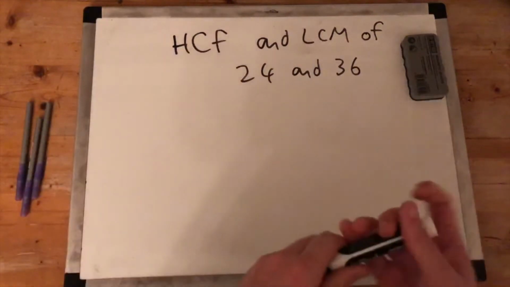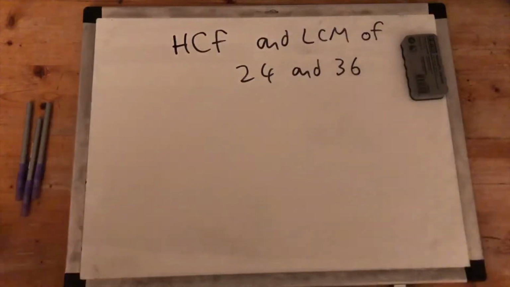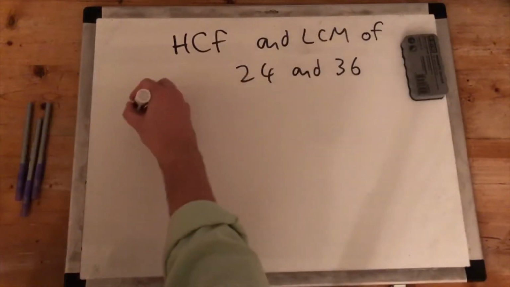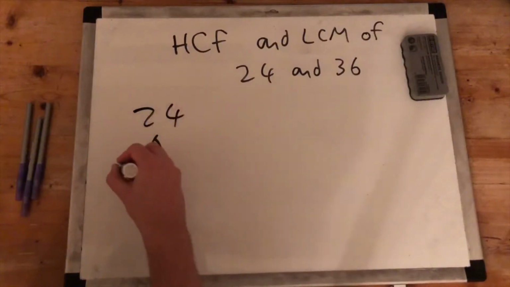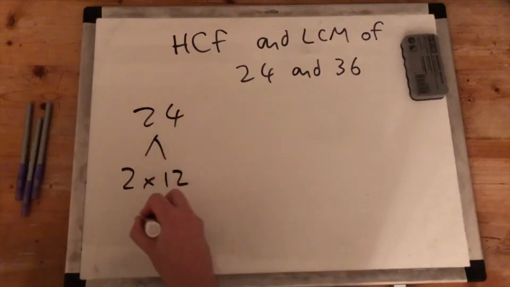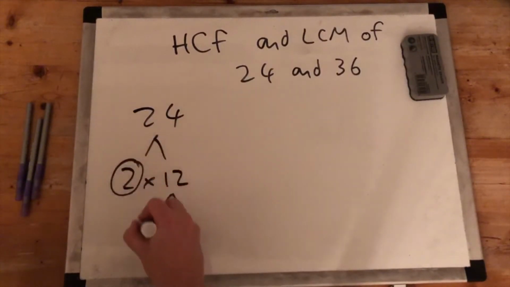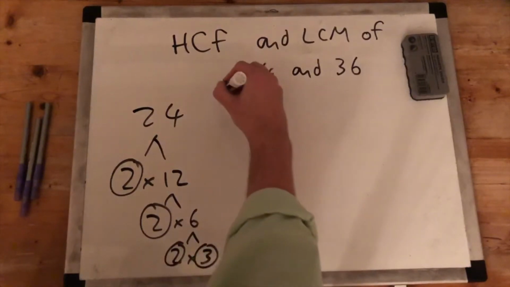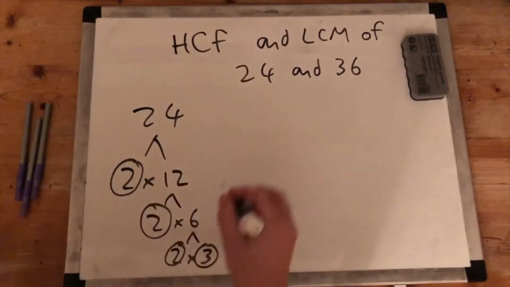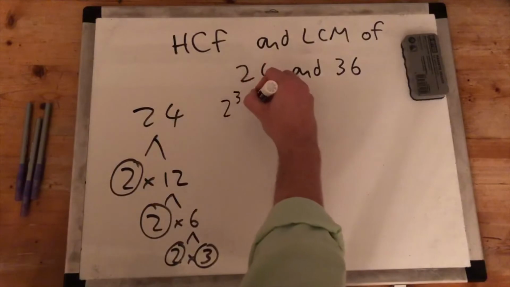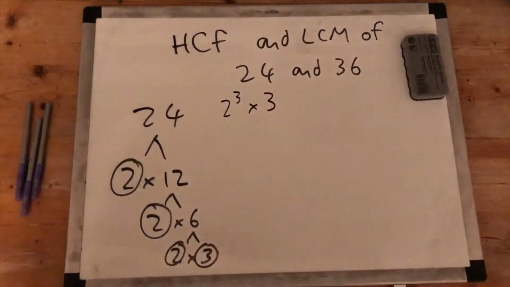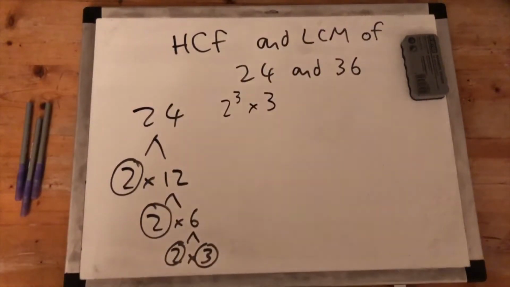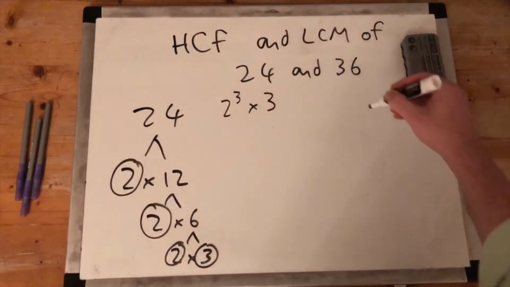Okay, HCF and LCM. The first thing that we need to do is a factor tree for our numbers. So 24, do a nice quick factor tree. 12, circle the 2 because it's prime, times 2. 12 breaks down into 2 times 6, and 6 breaks down into 2 times 3. So 24 is 2 cubed times 3. In order to do this well, you really do need to be good at factor trees. So if you need more help, I really suggest clicking the video link in the description.